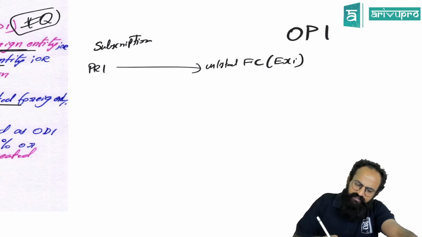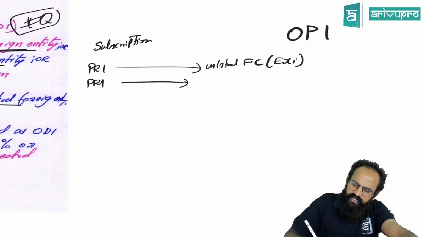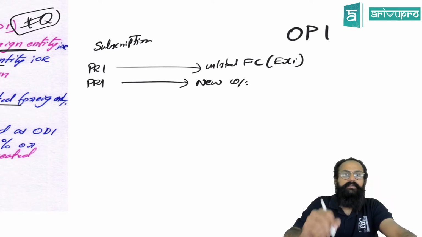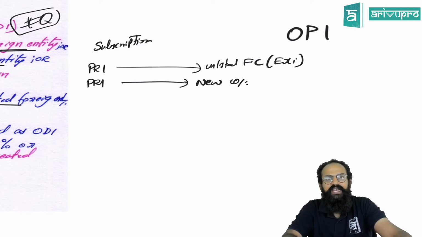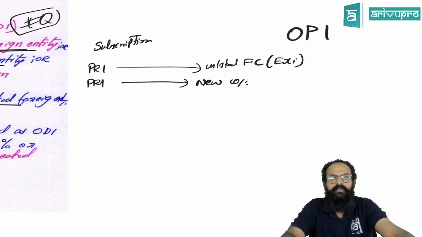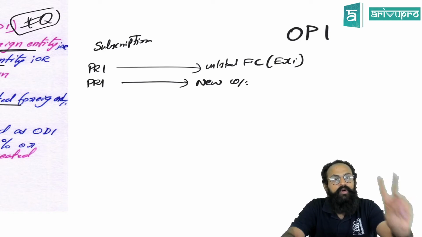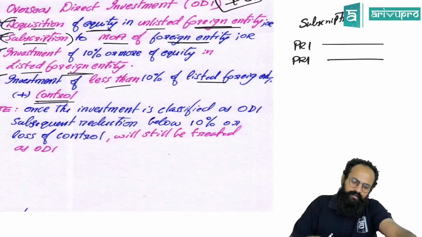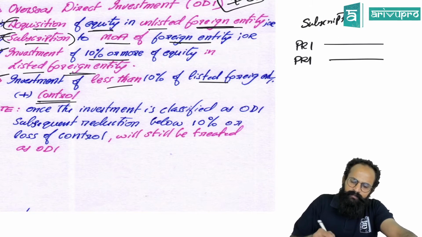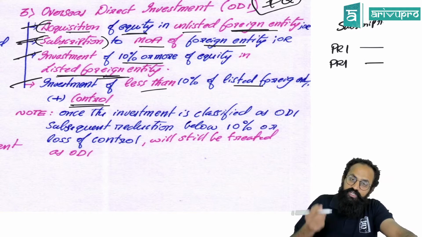The second one, PRI is making an investment in a new company. That is, a company itself is being set up. So in the MOA, memorandum of association, you are telling that I am interested in buying the shares of this particular company. That is called subscription to MOA. So second case. Third case, investment of 10% or more of equity in a listed foreign company.